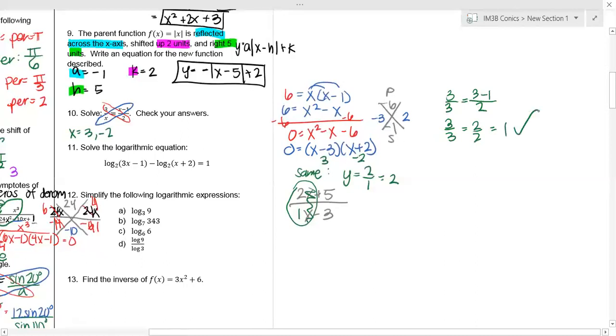We do the same thing with the -2. 3 over -2 equals -2 minus 1 over 2. This is -3 over +2. So no matter what the negative is, it's still a -1.5, right? So both of these equal -1.5, and so those are both correct answers.